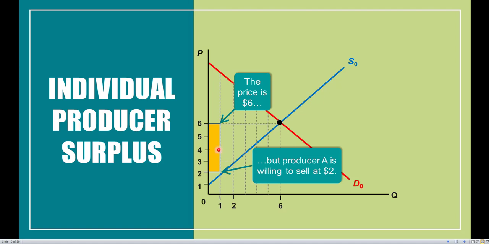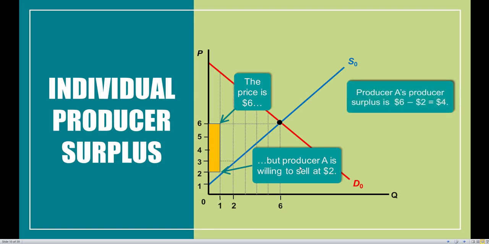Remember, using the same numbers that we have right here, equilibrium price is $6, equilibrium quantity is 6 as well. But producer A is willing to let the very first unit of this product go for $2, but because we are in the free market, the product is actually selling for $6, so the producer in this instance is actually gaining $4. So producer A's producer surplus is 6 minus 2, $4.